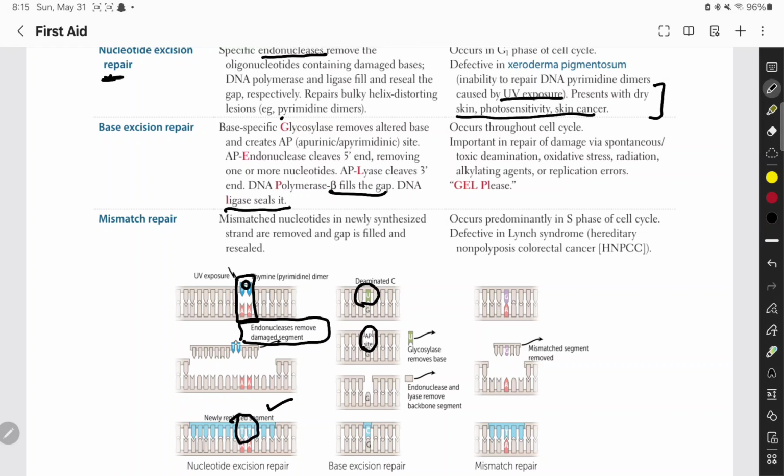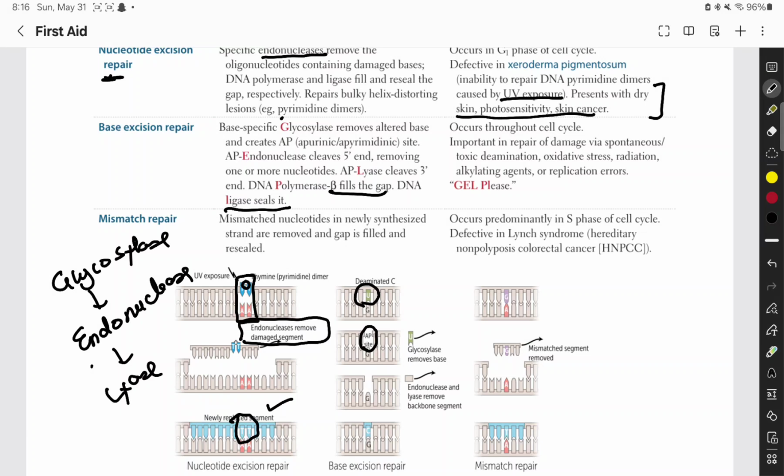If you want to remember the mechanism, you use glycosylase, then you use the endonuclease, and then you use the lyase. Basically, you have to remove a particular base, right? When you have to remove a base, you need to remove it using the glycosylase. Think of it as glycosylase.